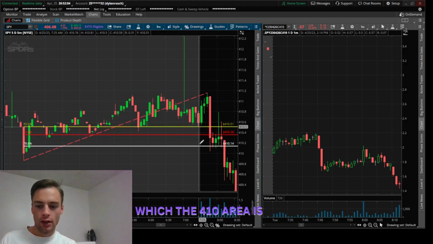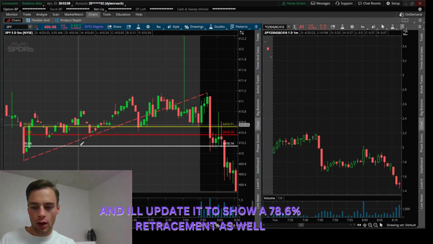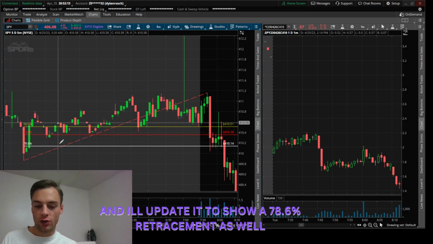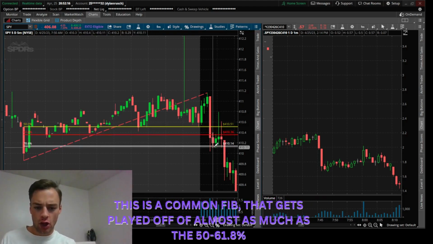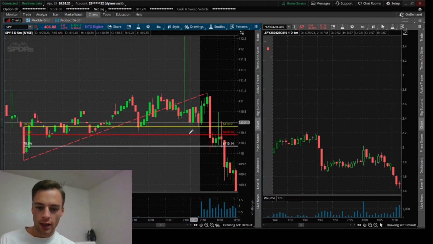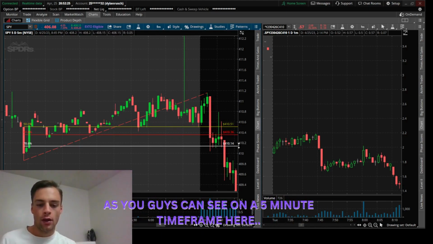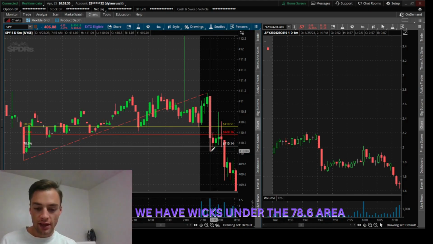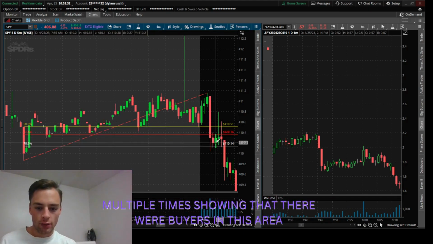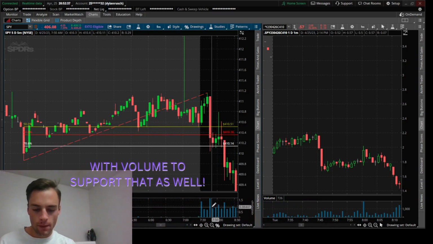Sometimes I'll edit the properties of my Fibonacci and update it to show a 78.6% retracement as well. This is a common fib level that gets played off of almost as much as the 50 to the 618, but I just will not look for it unless we're in a key support or resistance area. But as you guys can see on a 5-minute time frame here, we had wicks under the 78.6 area multiple times, showing that there were buyers in this area with volume to support that as well.